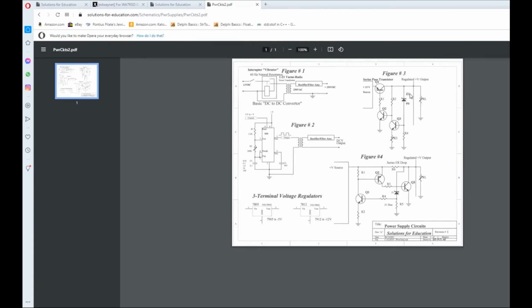Now, in this particular one, what happens if this Zener diode is pulled out of the circuit? If this Zener diode here is pulled out of the circuit, then this guy here stops conducting, which makes this guy conduct more, which makes this guy conduct more, and this voltage here could go soaring up to, say, 25 volts.